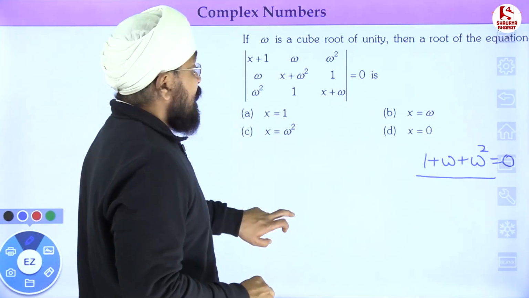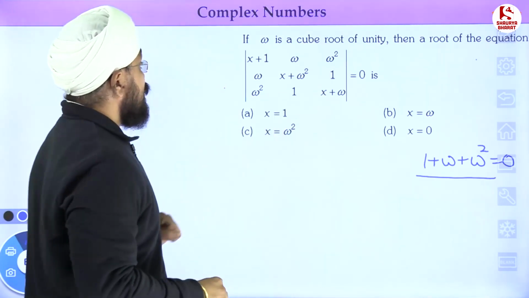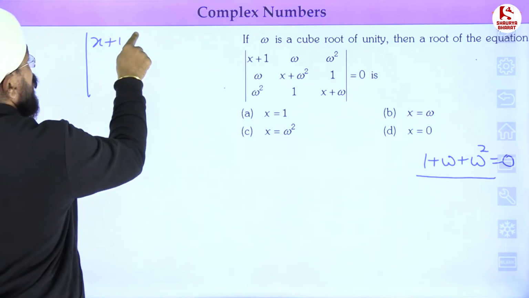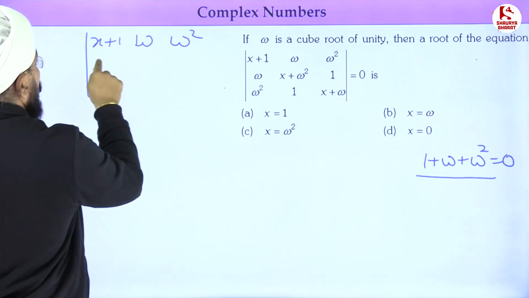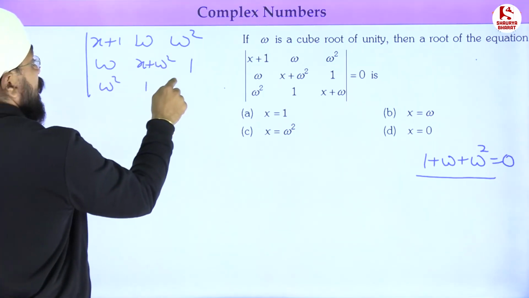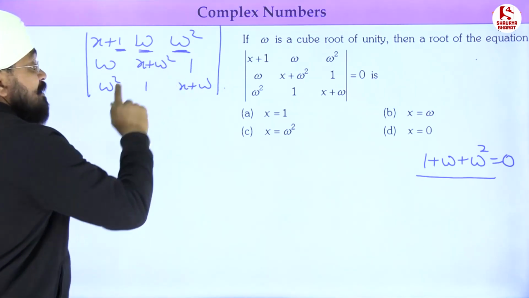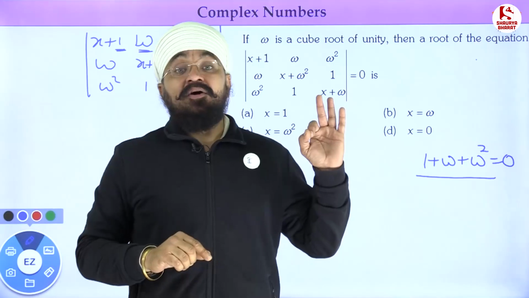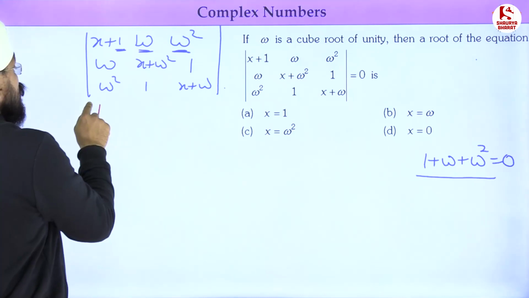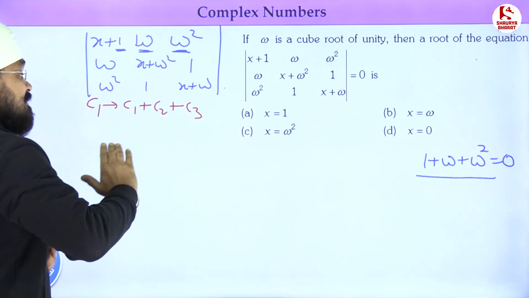So if I go with this particular question, we have this determinant with us. I'll take the determinant as x plus 1, omega square, and again omega, x plus omega square, 1, and omega square, 1, and x plus omega. As we can see, we have 1, omega and omega square in all these rows or columns. Now I apply a property: to column number 1, I am going to add column 1, column 2 and column 3. Let's add all the columns.